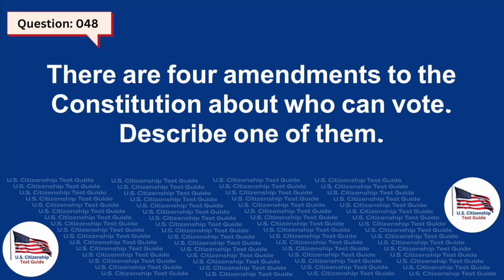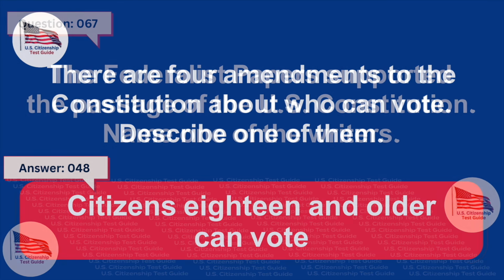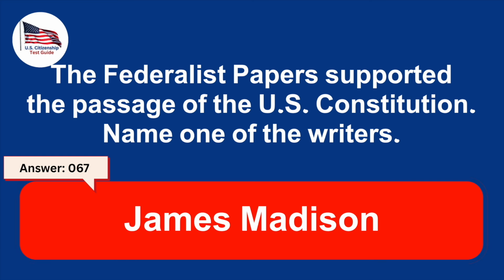There are 4 amendments to the Constitution about who can vote. Describe one of them. Citizens 18 and older can vote. The Federalist Papers supported the passage of the U.S. Constitution. Name one of the writers. James Madison.